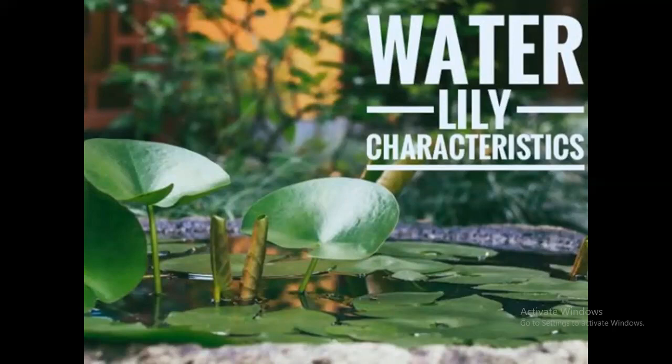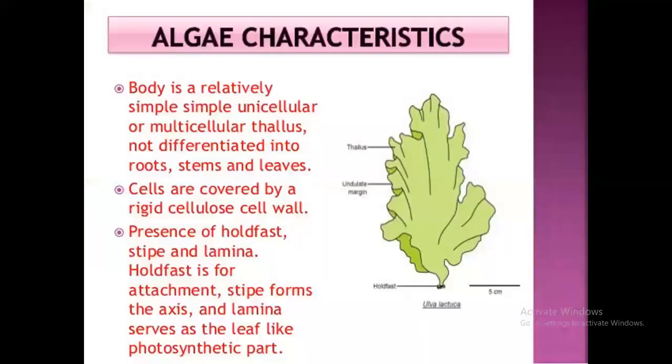The other plant is algae. The body of algae is a relatively simple unicellular or multicellular thallus. Cells are covered by a rigid cell wall. There is the presence of holdfast, stipe and lamina. Holdfast is for attachment. Stipe forms the axis and lamina serves as the leaf-like photosynthetic part.